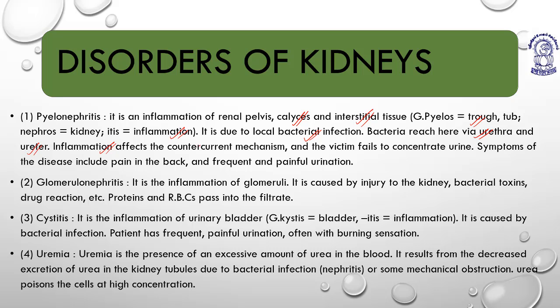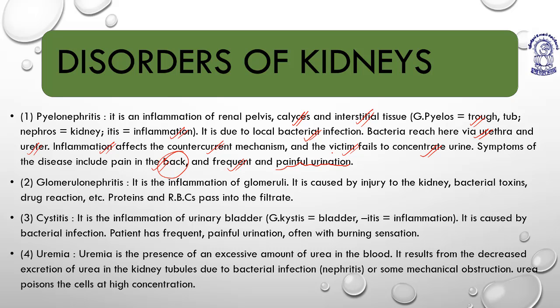Inflammation affects the countercurrent mechanism and the victim fails to concentrate urine. Symptoms of the disease include pain in the neck, pain in the back, backache, and frequent and painful urination. So pyelonephritis is the inflammation of renal pelvis, major and minor calyx, and interstitial tissue.